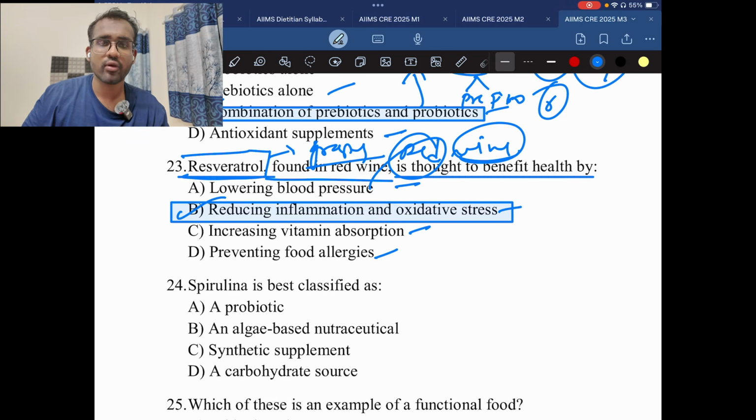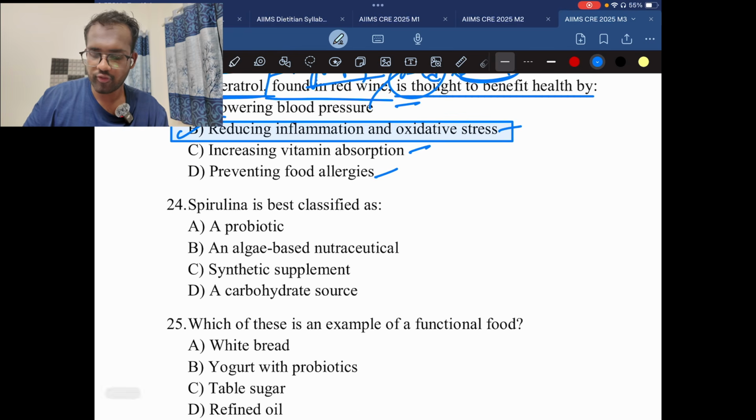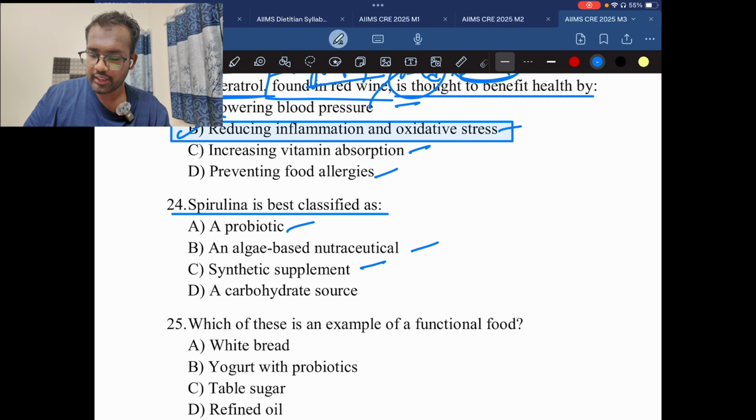In this case also, if you don't know the answer, tick the long answer. Most of the time it will be correct. So question number 24. Spirulina is best classified as: probiotic, an algae-based nutraceutical, synthetic supplement, a carbohydrate source.